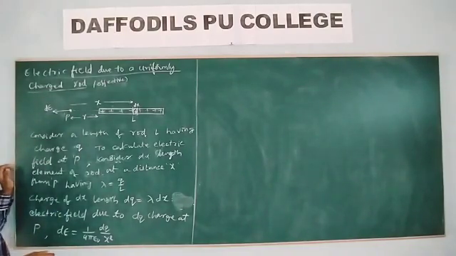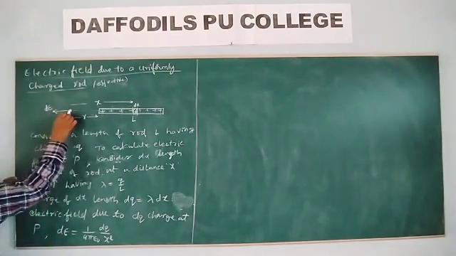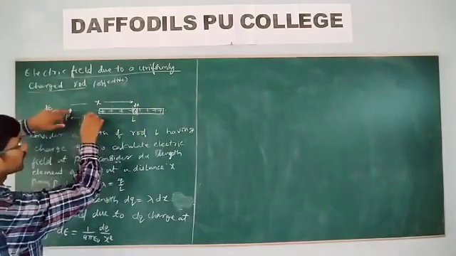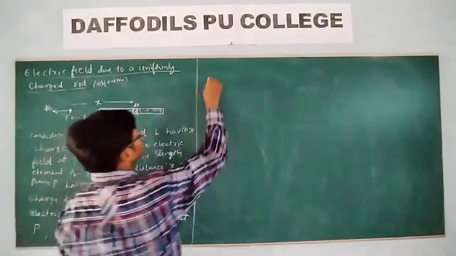Then what will we do? We just integrate all these elements. From where to where? From this point r to the total length, and what is this total length? r plus L. Is it okay?